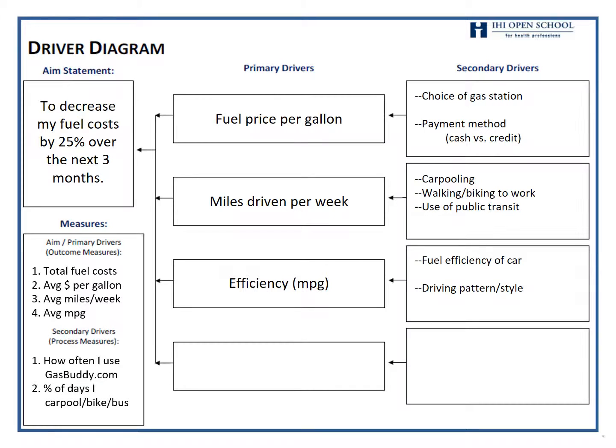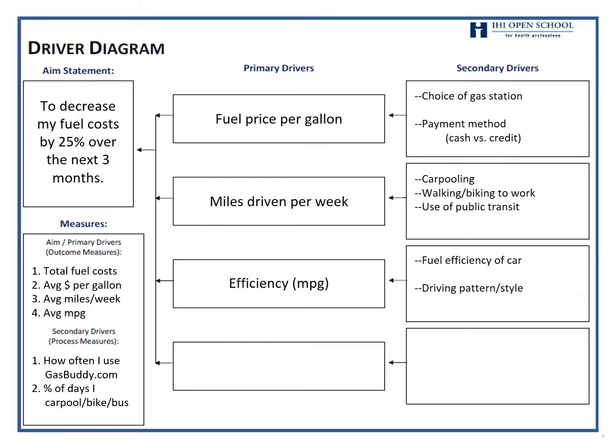You could also look at the percentage of days that you carpool or bike or bus, because theoretically if you increase that percentage, you're going to decrease your total fuel costs, your average miles driven per week. But it's much easier and quicker to measure the percentage of days that you carpool than it is to look at a whole week or month at a time of your miles per week driven or your total fuel costs. You can get that data quicker.